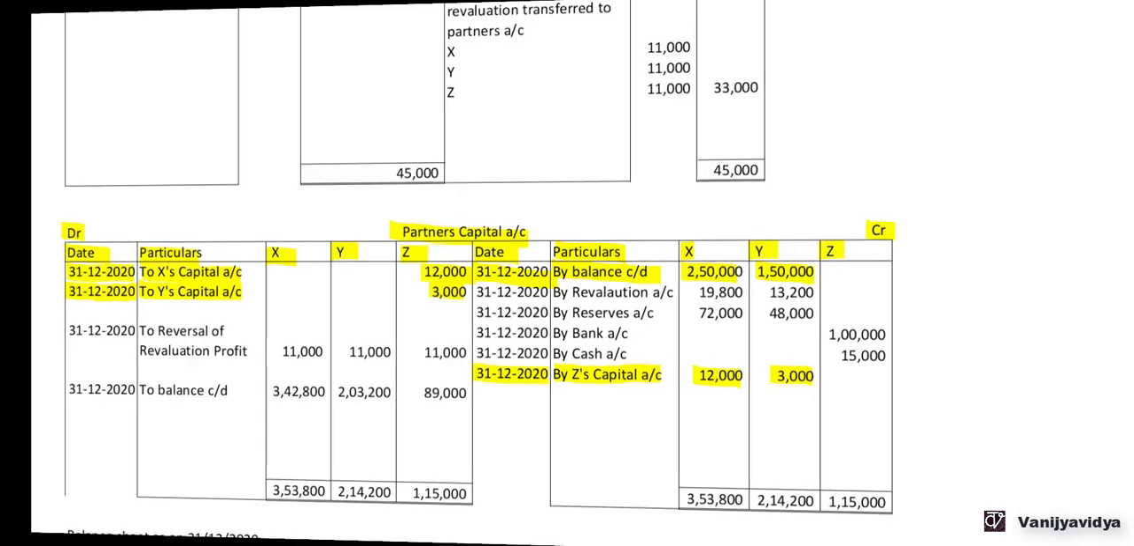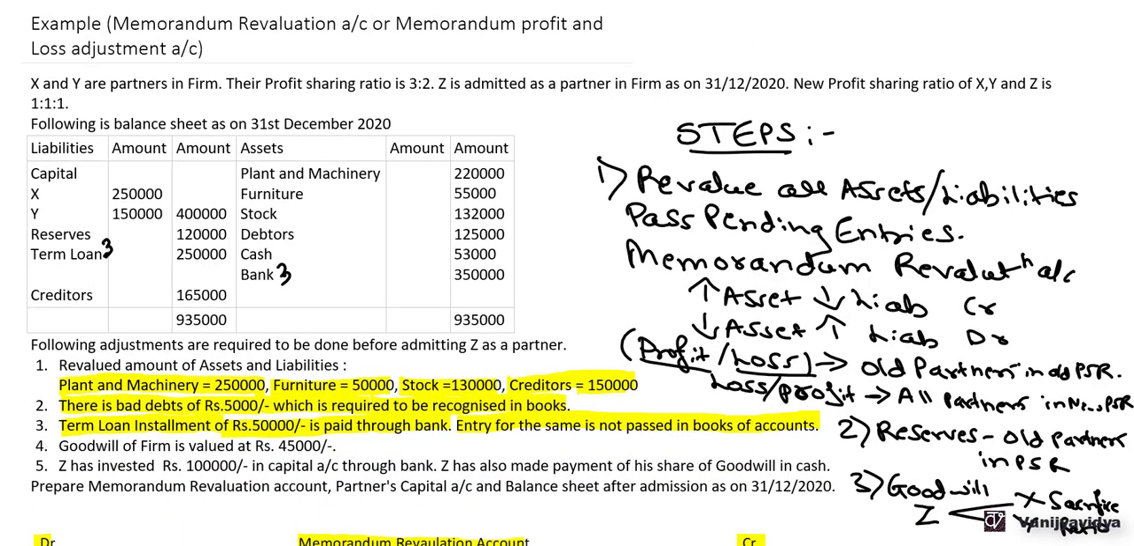Now the next one. This fourth adjustment we have already done. Goodwill of the firm is valued at 45,000. We have found out what is the share of Z and it is distributed between X and Y. Next, Z has invested rupees 1 lakh in the capital account through bank.